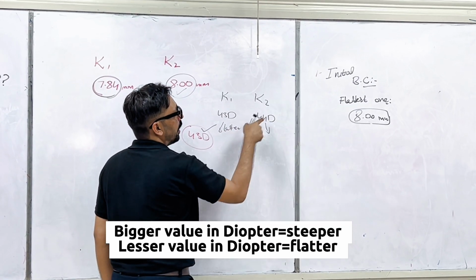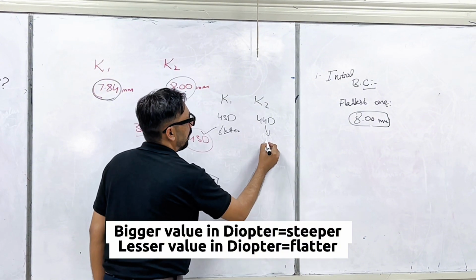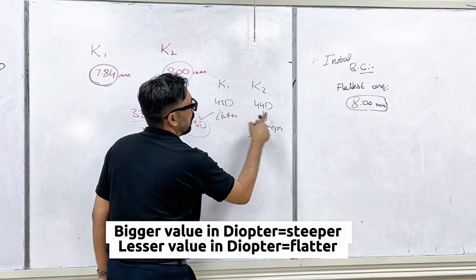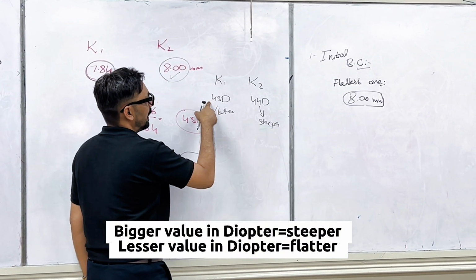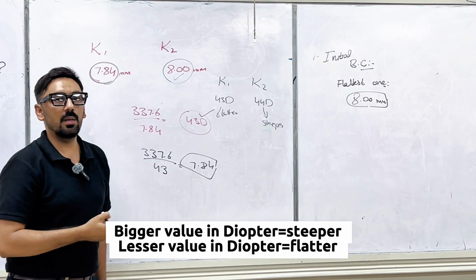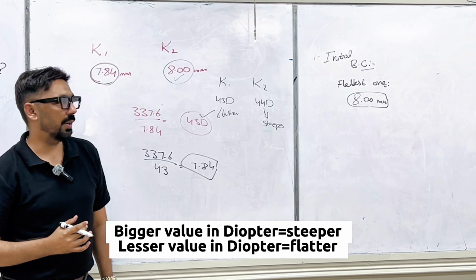And the more the value in diopters, the steeper it will be. So the more in diopters, the steeper. The less in diopters, the flatter will be the base curve, the flatter will be the keratometric readings.